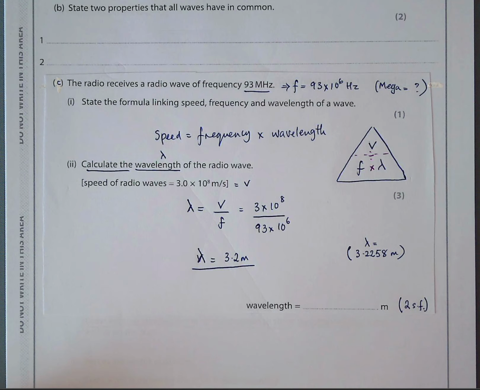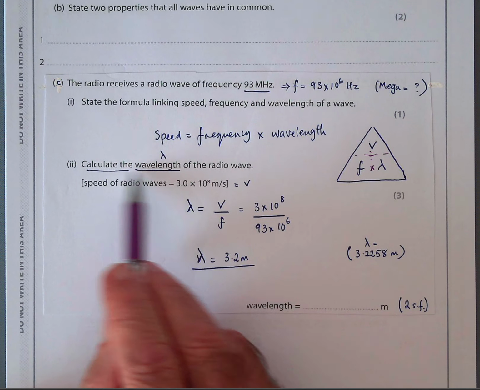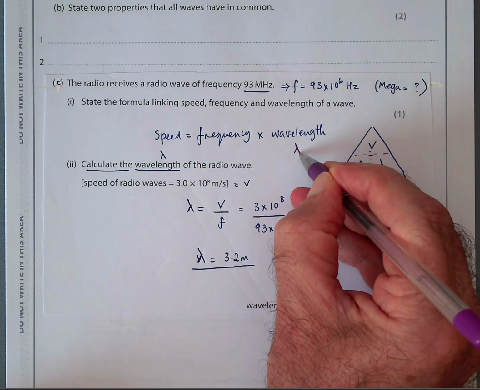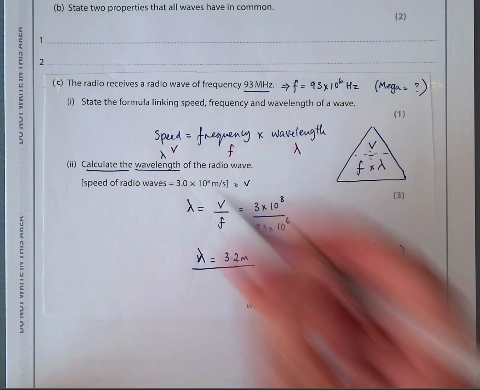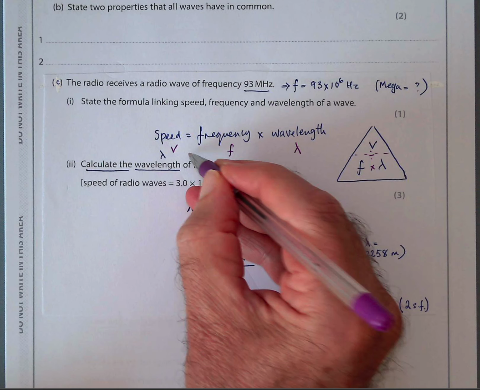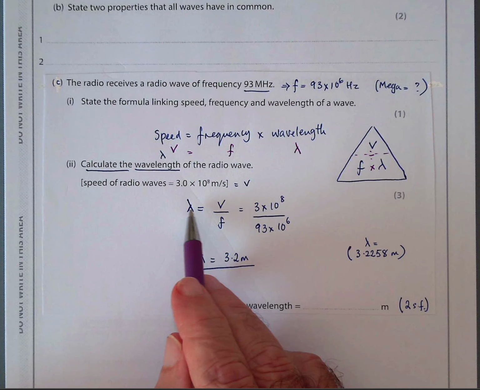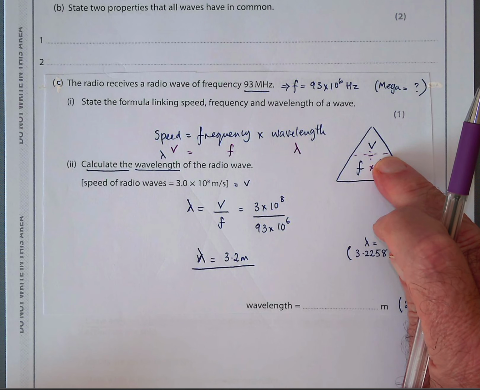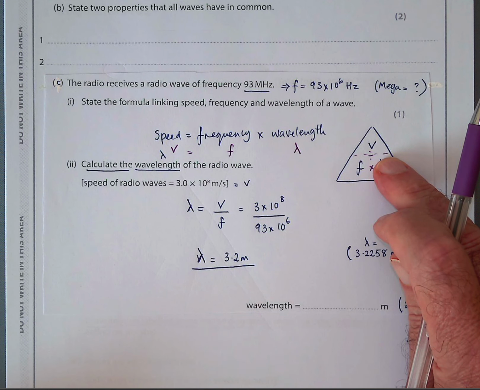Alright, so it then wants you to calculate the wavelength. The wavelength is lambda, so you need to know that that's lambda, that's f, and that's v. So v equals f lambda. If you want to work out wavelength, and you have the ability to remember the triangle, lambda is v over f.